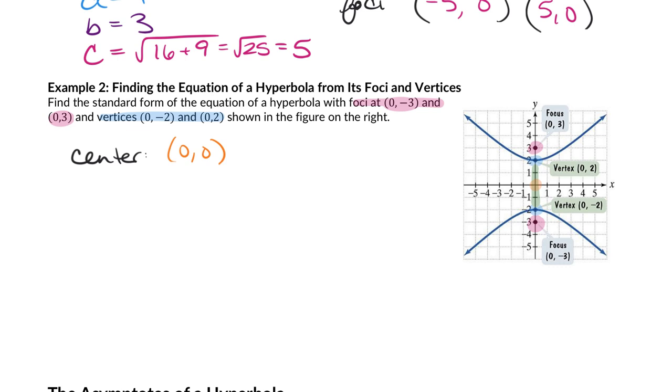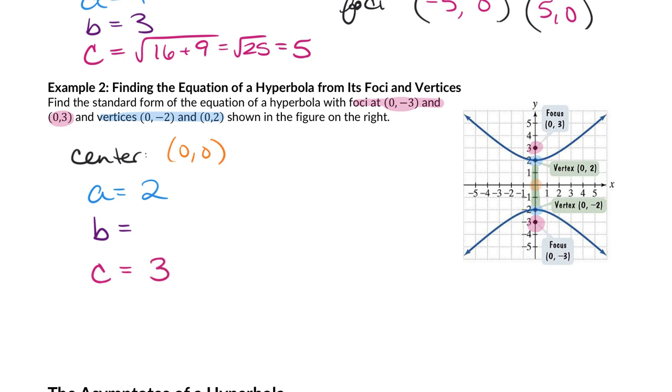We know our a value. Let me ask it as a question. Do we know our a value? Yes. What is it? 2. How did we know it was 2? Because it's 2 vertices. The vertices are controlled by the a value. b, we're not going to know quite yet, but we do know the c value. What's the c value? 3. 3, because that helps with the foci.